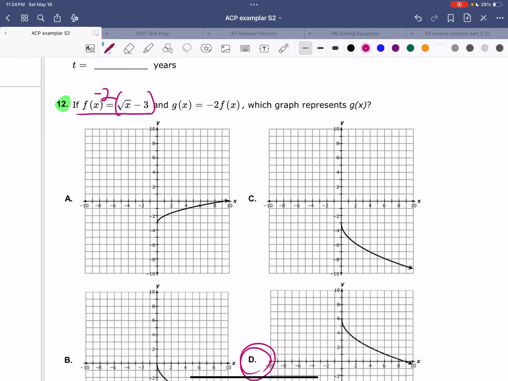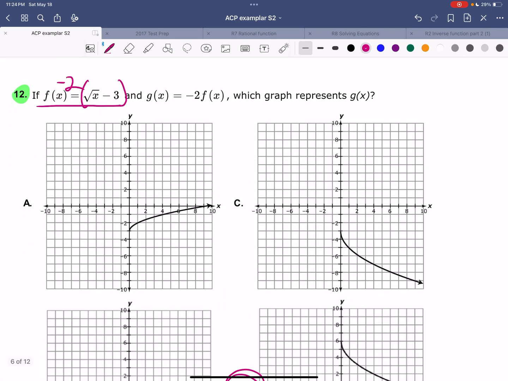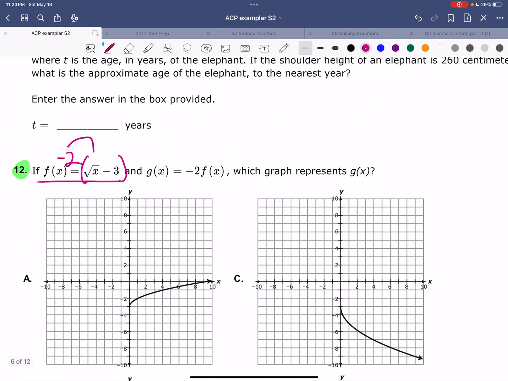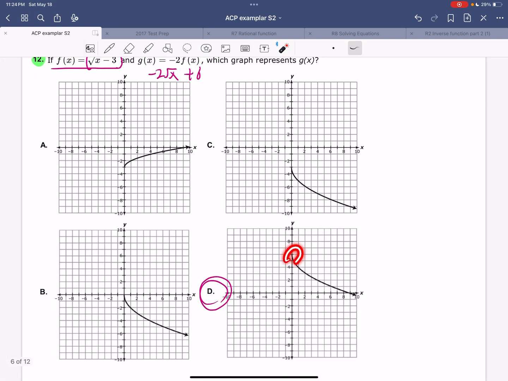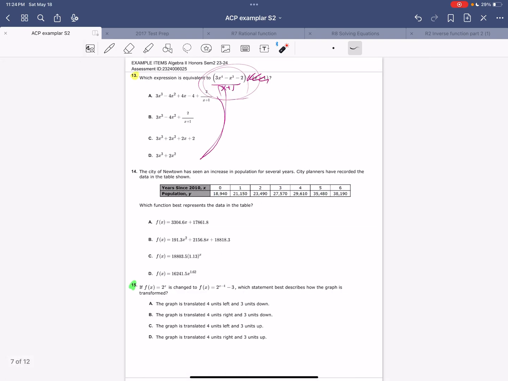Okay, if you're not sure about this, if you don't like this method, what you can do is just multiply this one out, which you will get negative 2 square root of x. Negative 2 times negative 3 is positive 6. So do you see this plus 6, which means it should move 3 units up. So this one is the only one that has a plus 6. So that's another way that you can do it, but I believe using parentheses is a bit easier than that particular method.